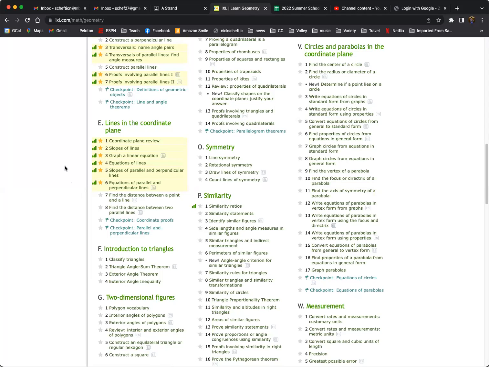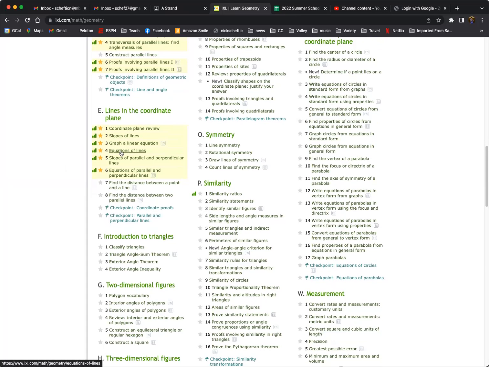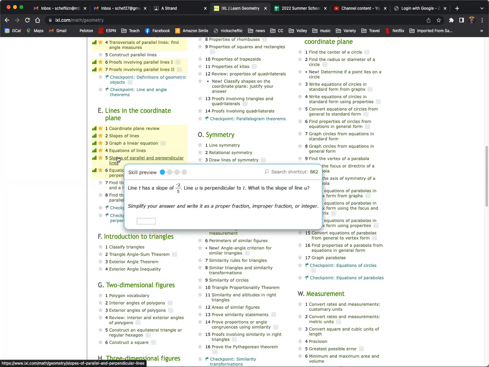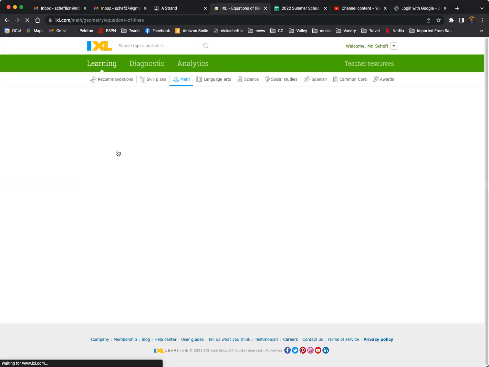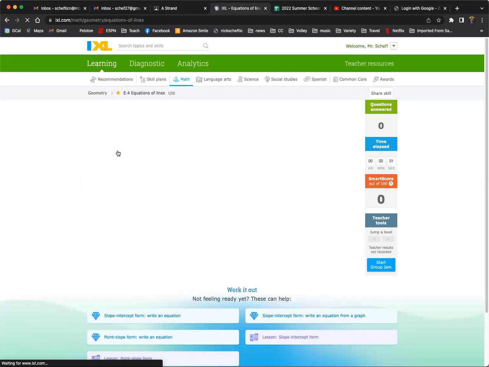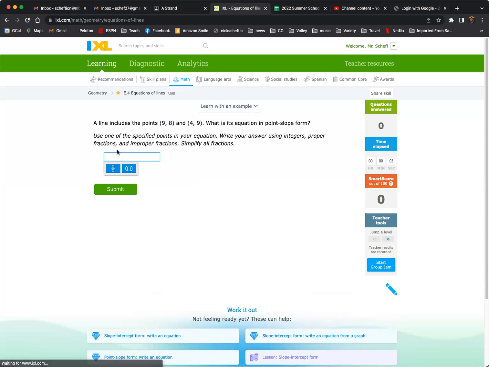All right, so looking at the last three sections of E, looking at equations of lines, then slopes of parallel and perpendicular lines, and equations of parallel and perpendicular lines. So equations of lines, looking at this first section, let's take a look. Okay, so a line includes the points (9, 8) and (4, 9). What is the equation in point slope form?